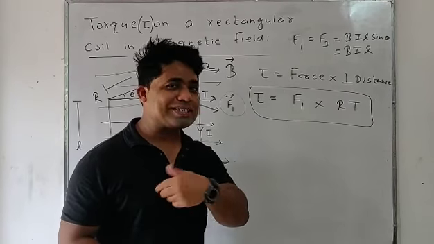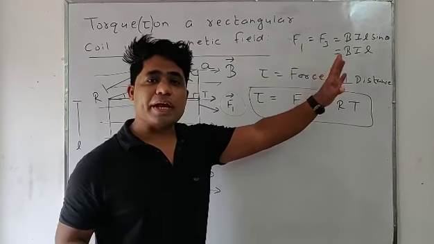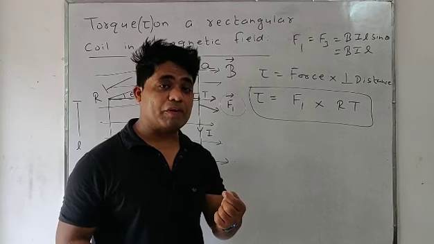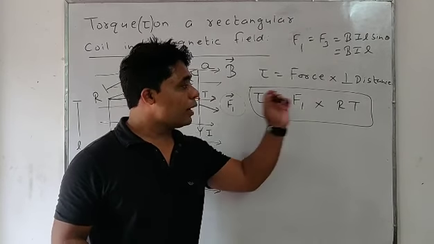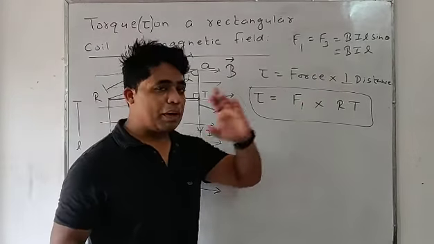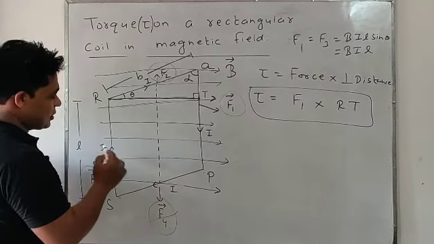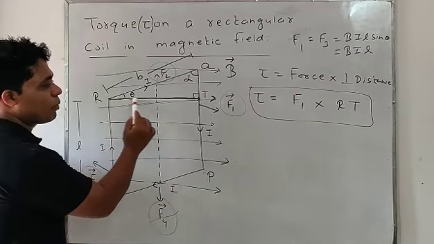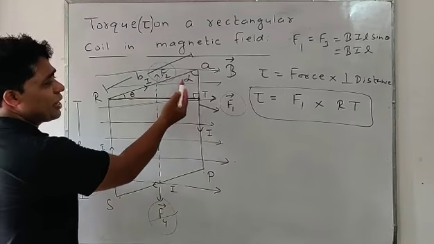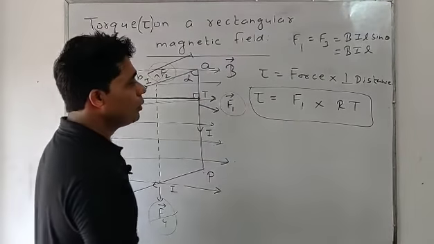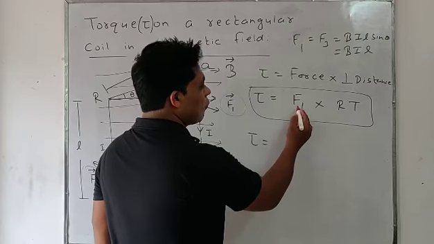As the force we can take F1 or F3, that is BIL sine theta, the force on a conductor in a magnetic field. And for getting the perpendicular distance between both the lines, because F1 is acting on this and F3 is acting on this, I draw a perpendicular. This is theta and that is alpha. I have just given the angle. So here we will start. What is F1?